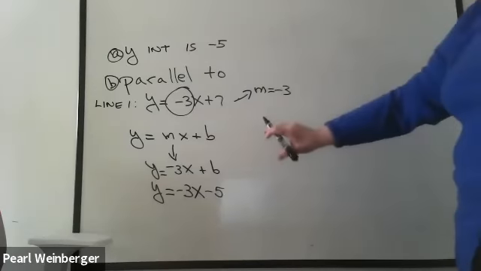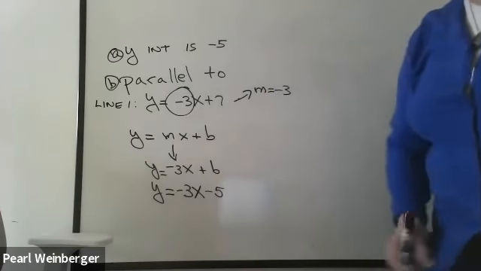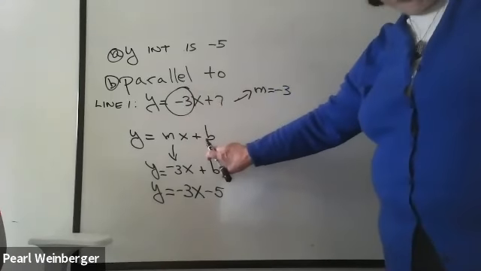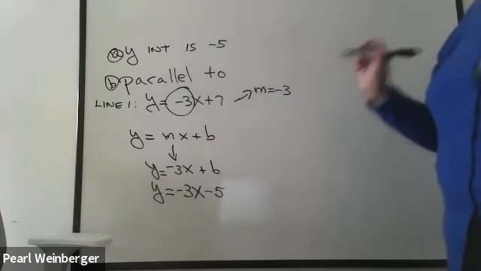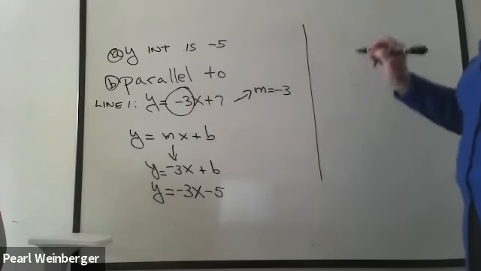Okay. All right. So b is the y-intercept? b is always the y-intercept, m is always the slope. In y equals mx plus b, the b is the y-intercept. Okay, I'm going to do a similar type of question.